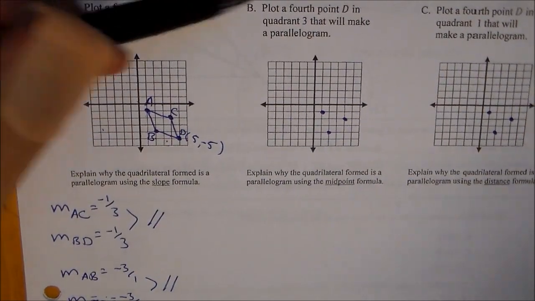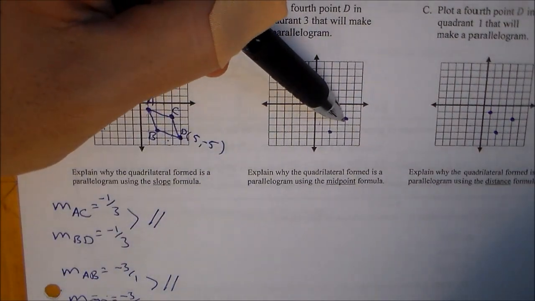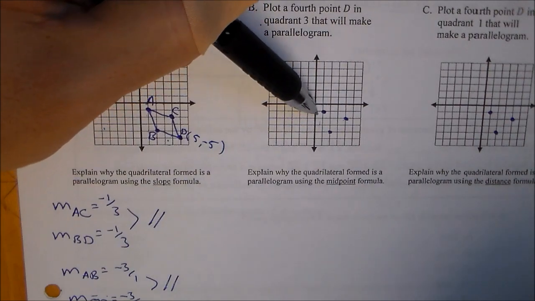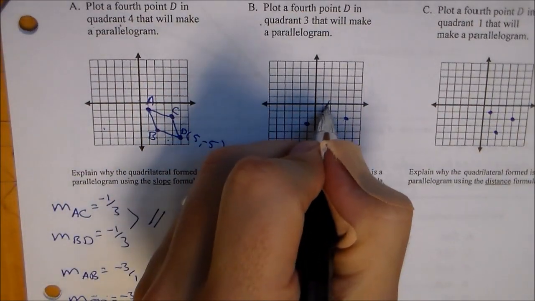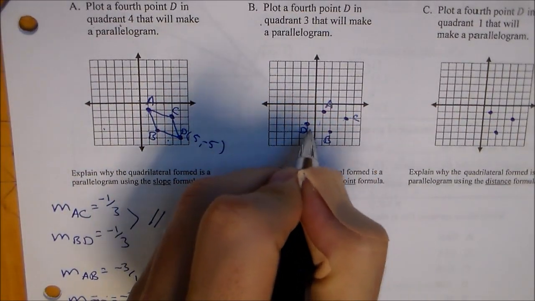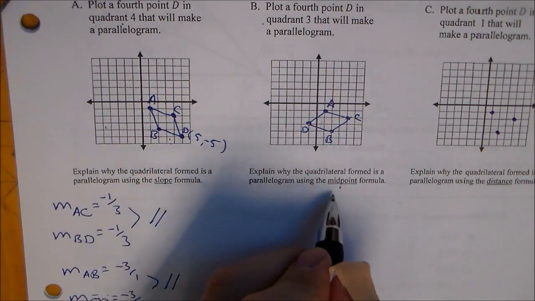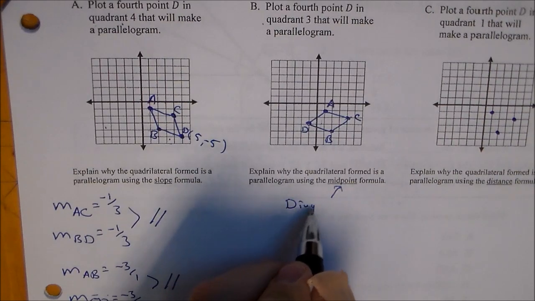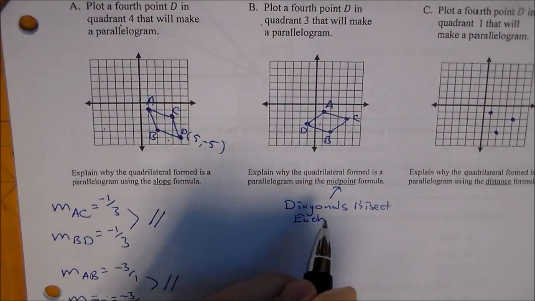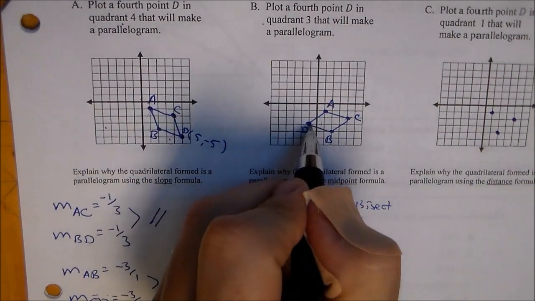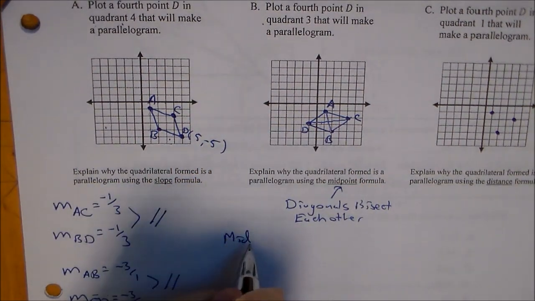All right, next one. Plot the 4th point in quadrant 3, which is over here, to make a parallelogram. So if I notice right here, it goes down 2 over 2. So I'm going to do that off of this point. So down 2 over 2 puts me right there. So we have A, B, C, and D. And now we're going to use the midpoint formula. The midpoint formula shows that diagonals bisect each other. So if they bisect each other, that means the diagonals are going to have the same midpoint when they intersect. So we're going to find the midpoint of AB.